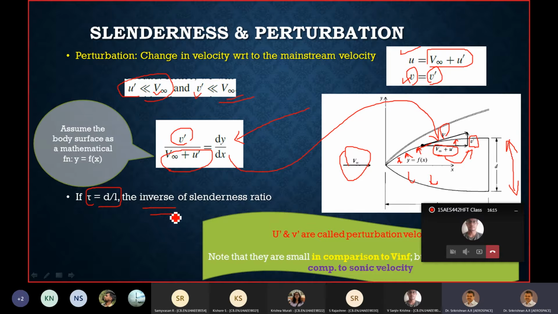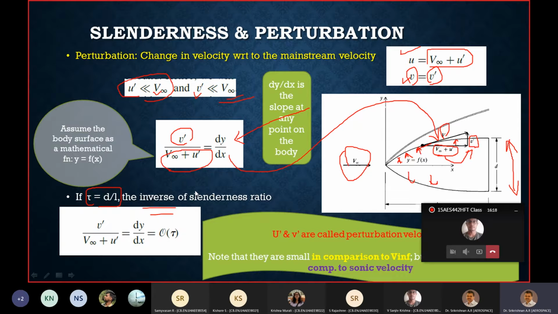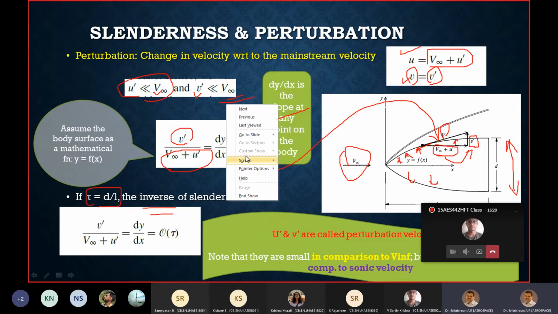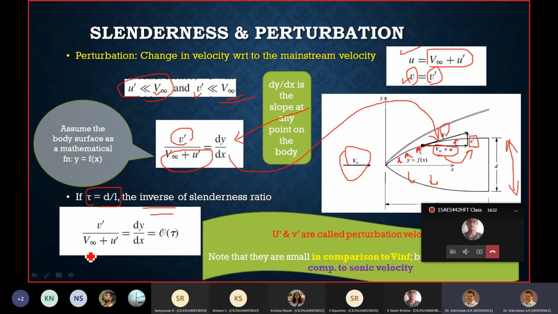Just completing the description, dy by dx is the slope at any point of the body, which I mentioned already. Now please look at the white box, the new one here, at the lower part. v dash by v infinity plus u dash. v dash is the induced velocity in the y direction. v infinity plus u dash is the new velocity in the x direction. The ratio of that, as we have already seen, is dy by dx.